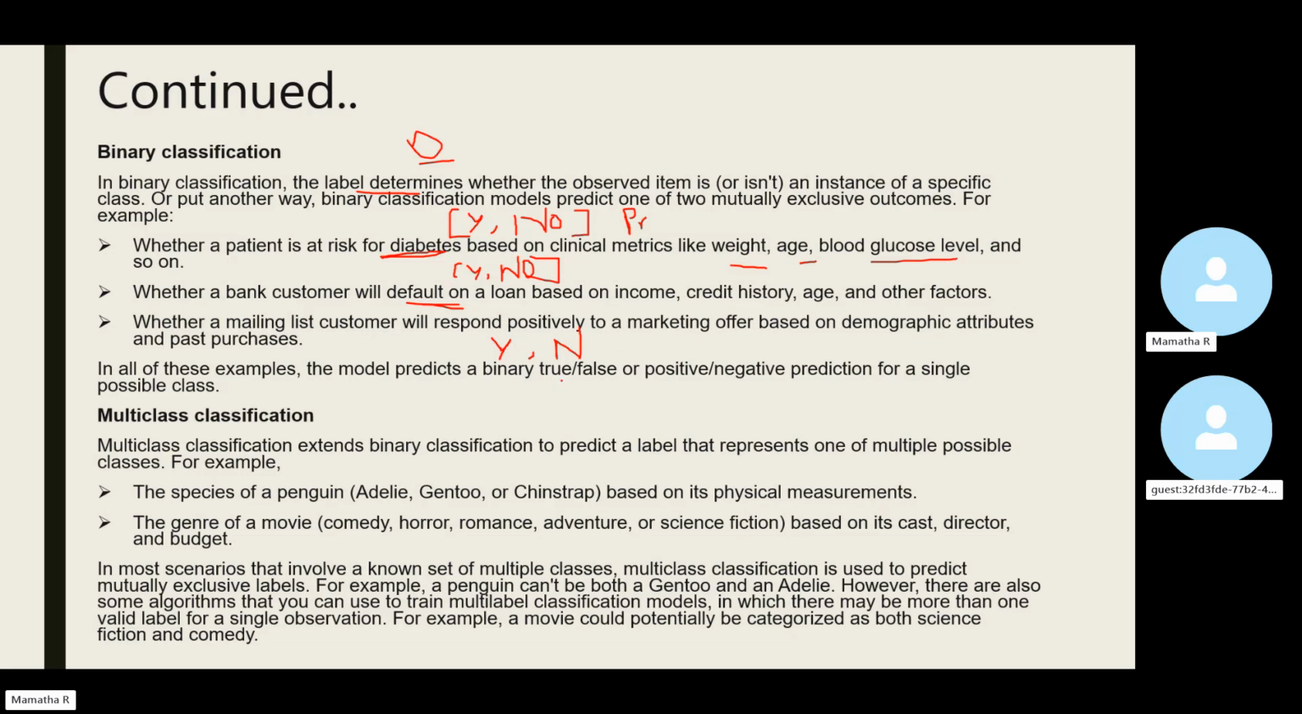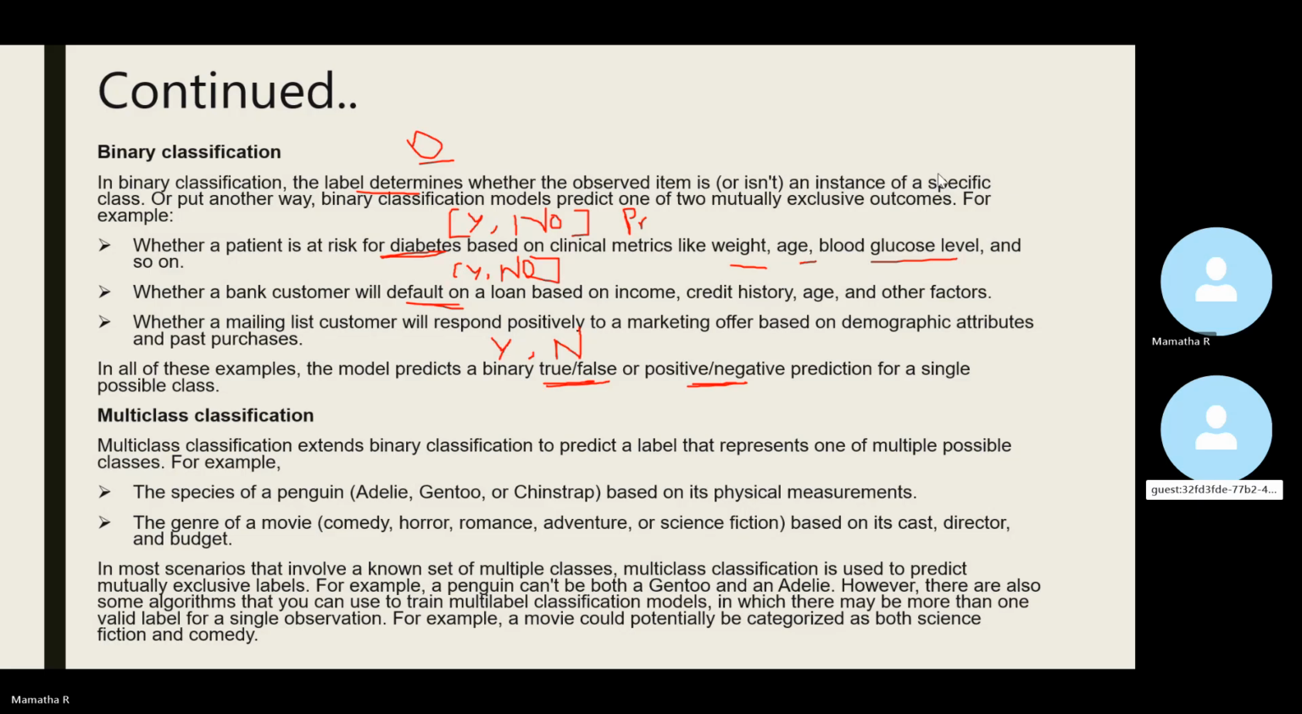So usually when we go about binary classification, it is going to predict binary values like true or false, positive or negative. With a single instance, it gives the response for you.